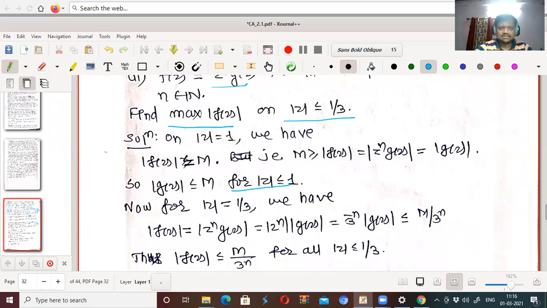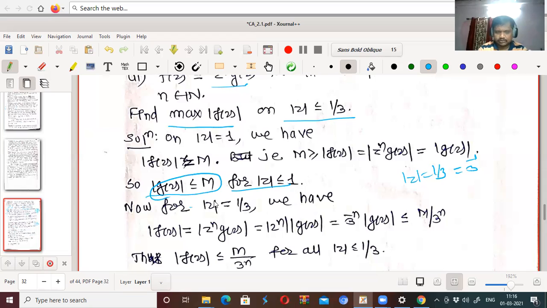Now for mod z equal to 1 by 3, we have mod of f of z equal to mod z raised to n times mod of g of z, which, as mod z is 1 by 3, is 3 to the power minus n times mod of g of z, which is less than or equal to M times 3 to the power minus n. So for all mod z less than or equal to 1, mod of g of z is less than or equal to M.